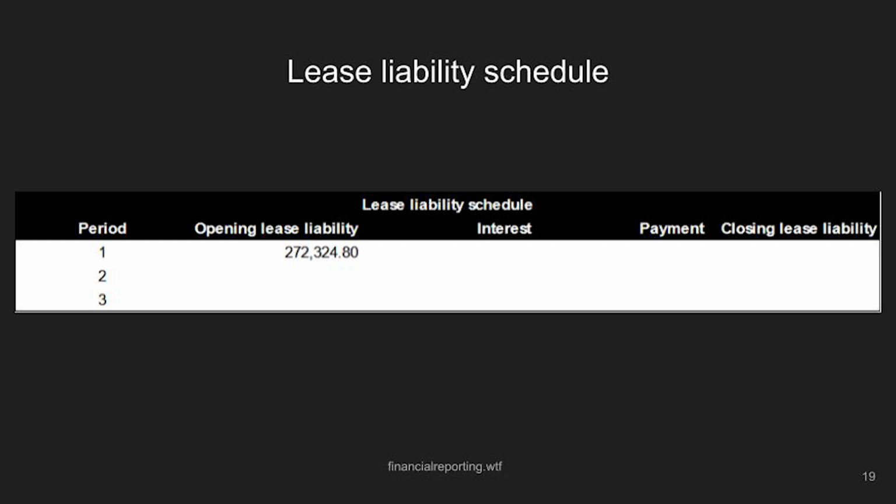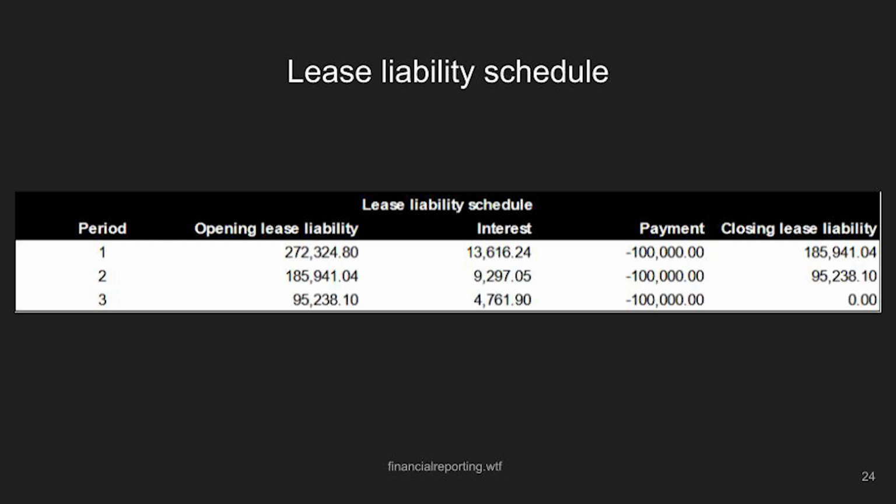Moving on, we can now begin working out our lease liability and right-of-use asset schedules for subsequent measurement. Our lease liability schedule will begin with our initial measurement of the lease liability. We can then add interest by applying the interest rate to the opening balance. We can then deduct our payment for the period. This will give us the closing balance for the period, which will be the next period's opening balance. We can follow this through for each year of the lease term. If we have done it correctly, the closing lease liability in the final year should be zero.